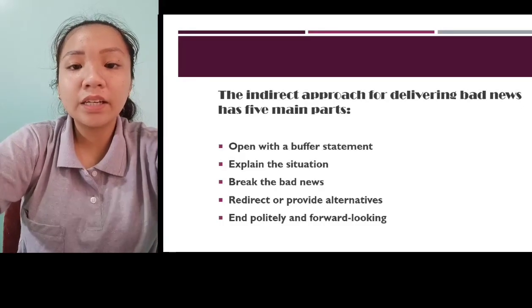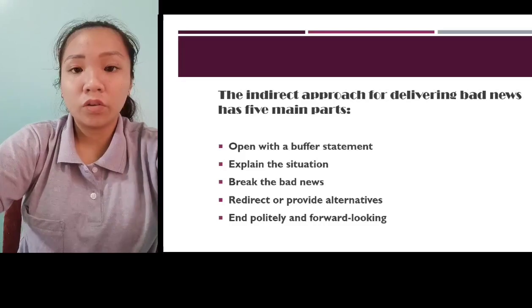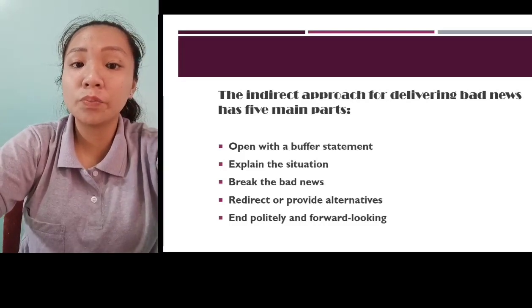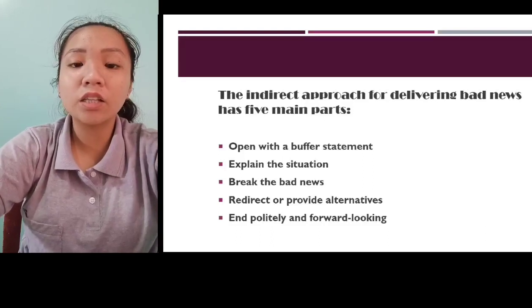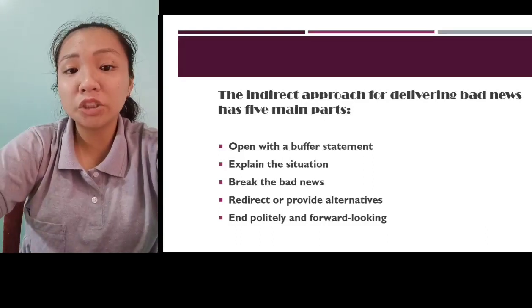And the last, end politely and forward looking. So you want to end your message politely and looking to the future. Don't mention the bad news again.